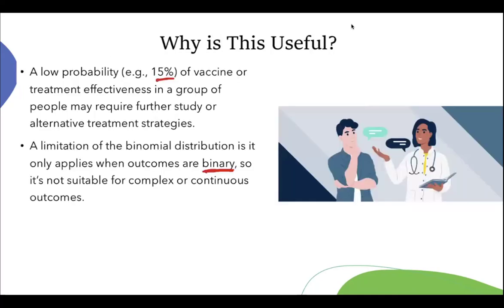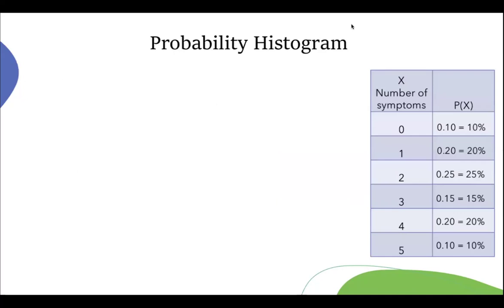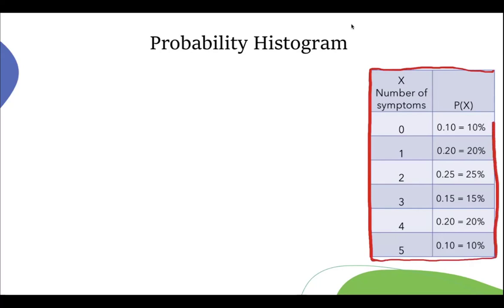So the binomial distribution is very, very useful if we have binary outcomes and a fixed number of trials. So let's look at the probability histogram we created. Or did we create this one? No, I'm sorry. This may be something that I just presented at the beginning. And let's just assume we have a completed probability distribution table. And from this completed probability distribution table, we are going to build a histogram.